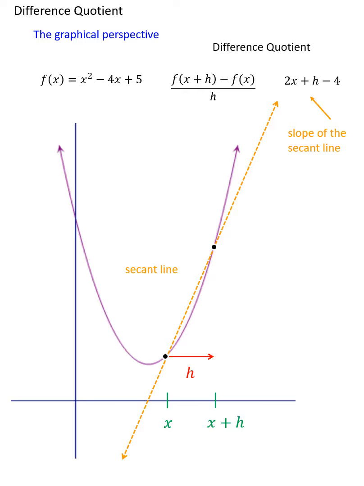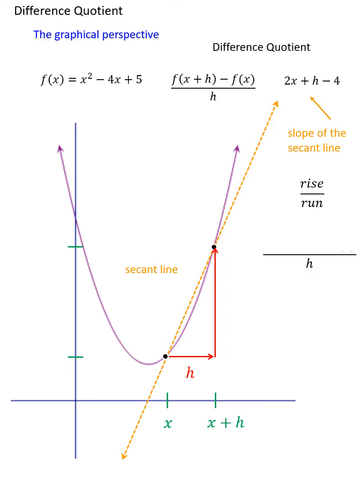Now, to convince you that this does in fact represent the slope of the secant line, follow me on this mental path. The slope of a line can be computed by the change in y over the change in x, also known as rise over run. Well, to compute that, I would have to know the rise between these 2 points. The run, of course, is h, but how do we compute the rise?